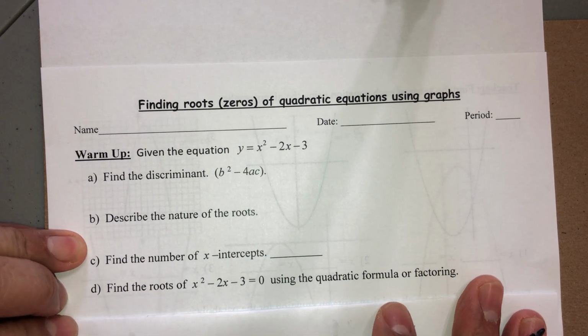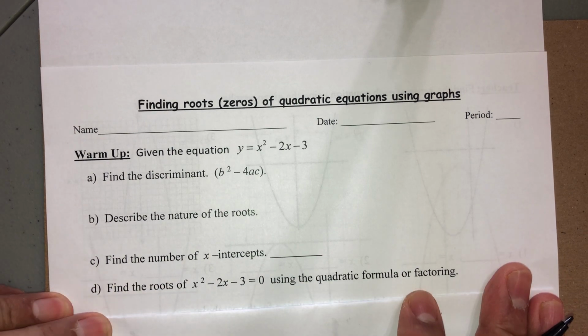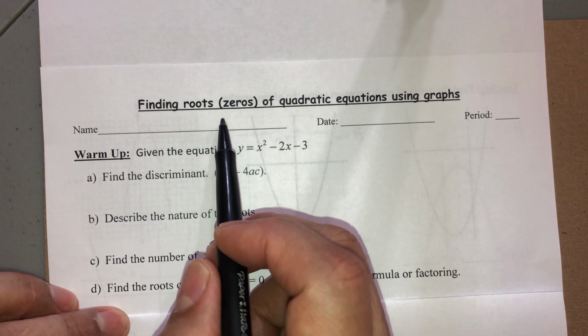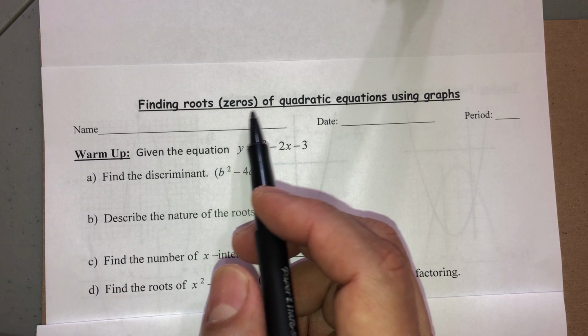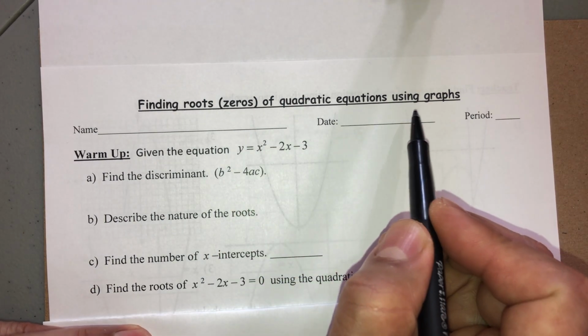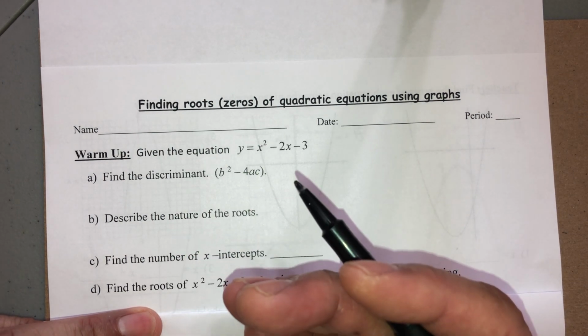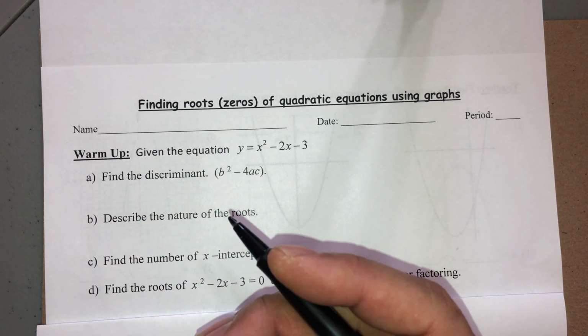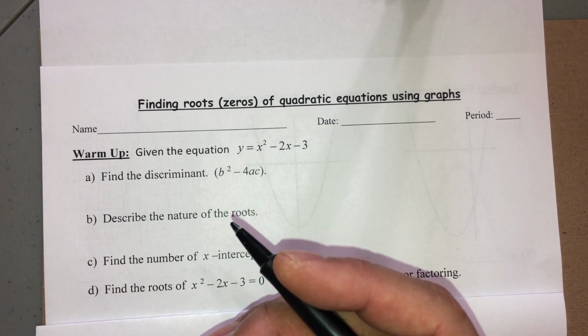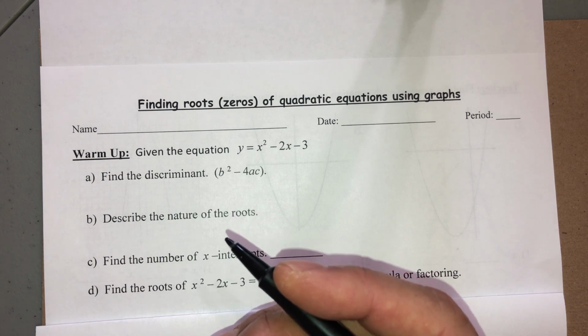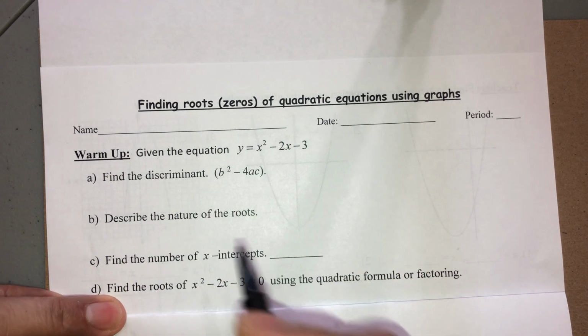All right, we're gonna start with the next lesson, which is finding roots. It's also called zeros of quadratic equations using graph. Everybody knows how to find the roots by factoring. But now we're gonna also do it if I give you a graph, how to find an equation just by getting information from the graph. But as always, we're gonna start with the do now.